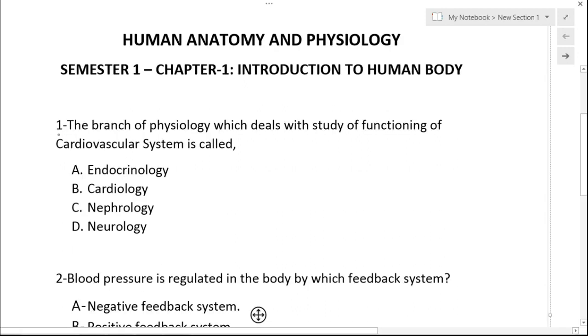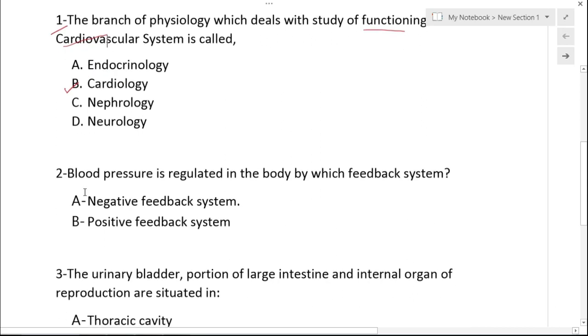The first question of this video is: the branch of physiology which deals with the study of functioning of cardiovascular system is called. It says about functioning of cardiovascular system. Options are: A endocrinology, B cardiology, C nephrology, D neurology. The study of functioning of cardiovascular system. The correct answer is option B, that is cardiology.